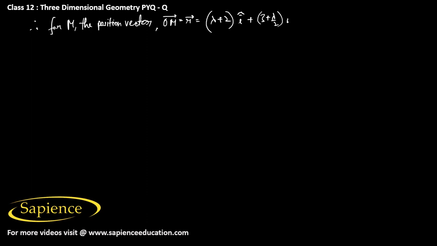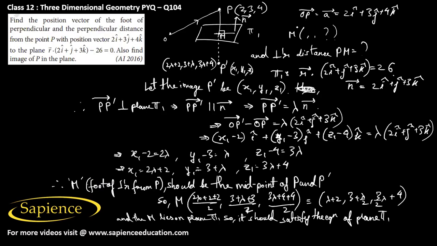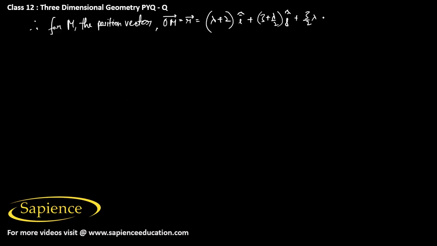So now for the point M, the position vector OM vector, suppose r vector, will be equal to lambda plus 2 i cap plus 3 plus lambda by 2 j cap, plus 3 by 2 lambda plus 4 k cap.